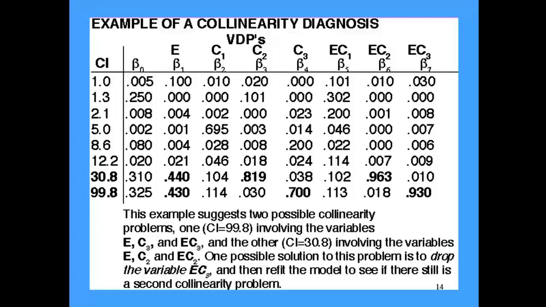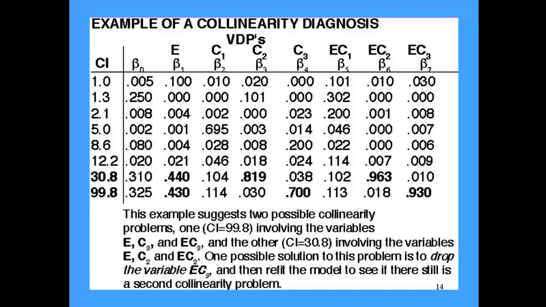I get rid of one of them, right? It means that if I leave all three in the model, I don't have a good model. Which one would I get rid of? The E, the C3, or the EC3? I have to get rid of the interaction. If I got rid of the lower order term, then I have a model that's not hierarchically well formulated. So what I do is get rid of the EC3 term, okay? And I would hope that maybe that solves the collinearity problem.